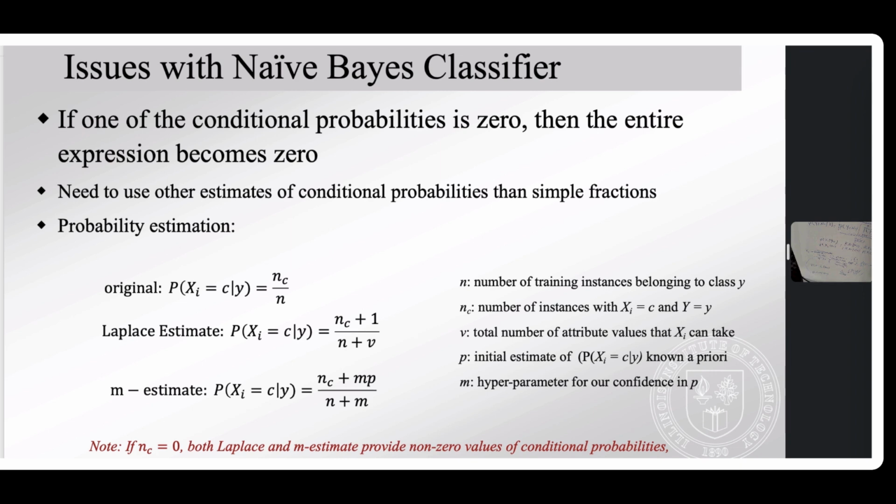We're going to have different estimates for the conditional probability. I'm not going to use just the simple fraction. I'm not going to say Nc divided by N only, right? We're going to have something else. So this is the original one, right? We have the probability of xi equals c given y, equal to Nc divided by N. If Nc is equal to 0, the whole thing can be 0, and the entire posterior probability can be equal to 0. Okay. So what are we going to do? We're going to use the Laplace estimate, or the M estimate. So in this case, I'm going to change something, just modify this one.